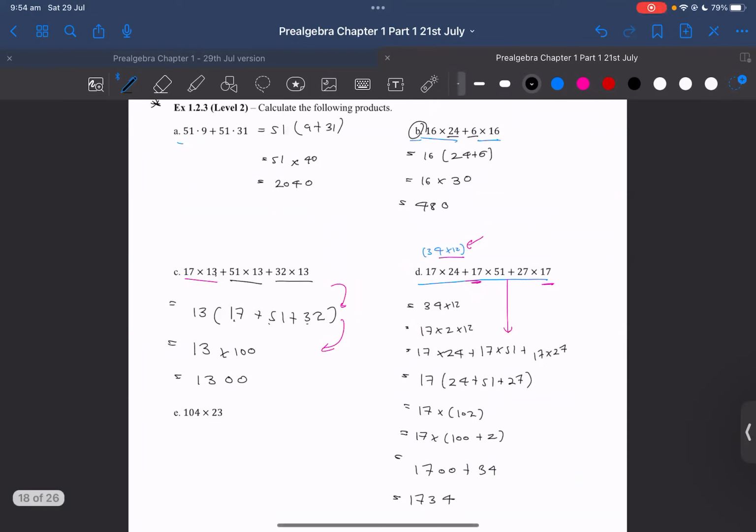Before I taught you this, you would have done all these problems. It would have taken you a long time doing all the multiplications. Now you have a shortcut. It's a hard shortcut to get used to, but once you get used to it, it's a really good shortcut.